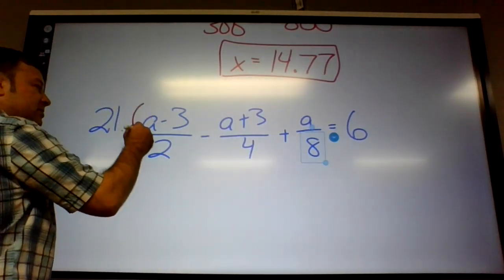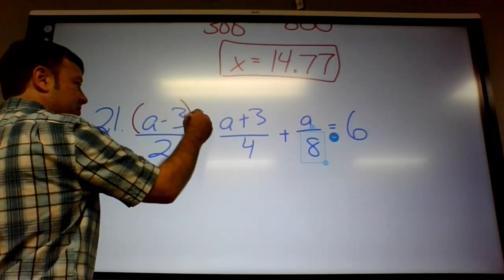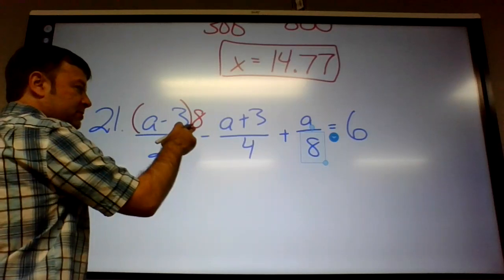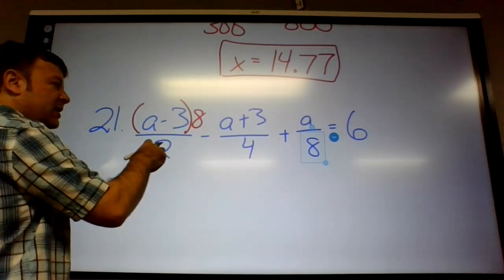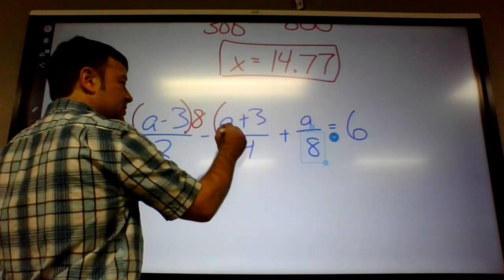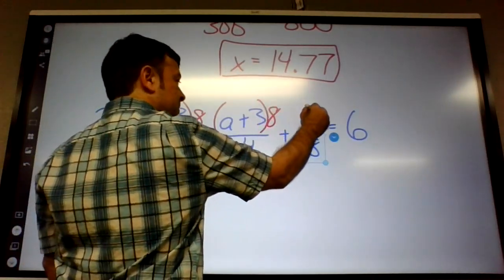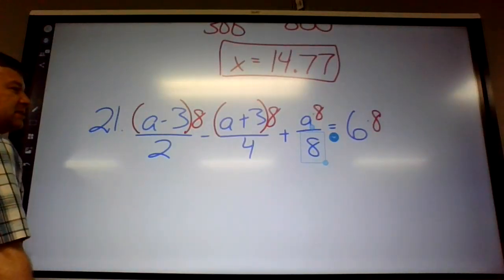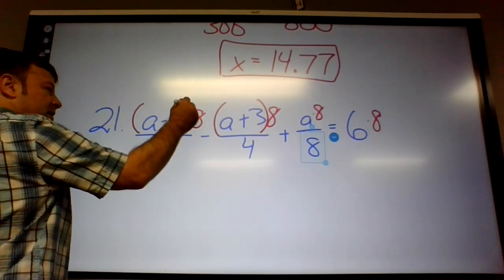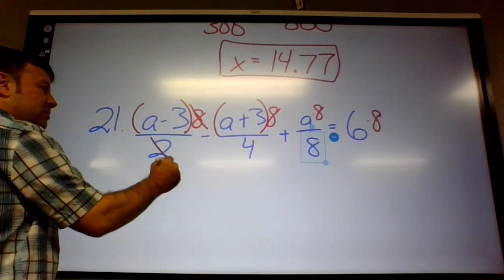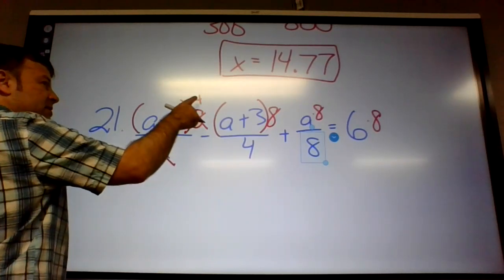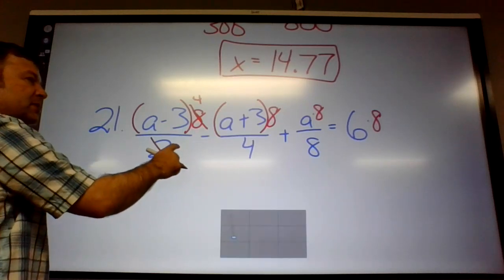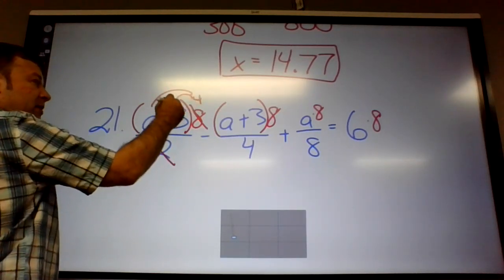All right. Here's what's going to happen. If I multiply this by 8, it'd kind of be like distributive. But I'm not actually going to multiply first. I'm going to divide first. So all of these are going to get a times 8. Okay. 8 divided by 2 is 4. So 4 is getting multiplied to this entire term. So it's going to be like distributive property. 4a minus 12.